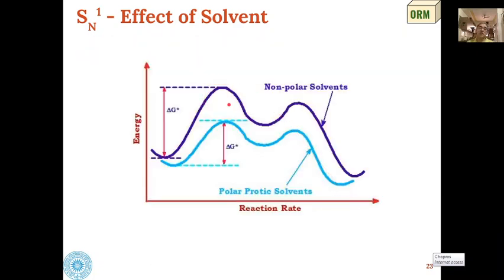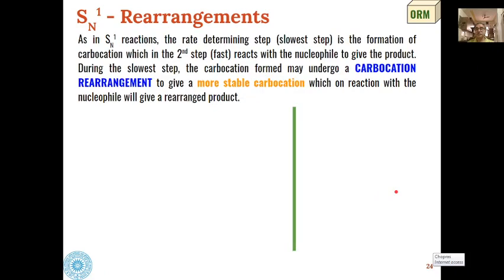So this is how we can compare non-polar solvents and polar protic solvents. The polar protic solvents have lower activation energy required for the first step in comparison to non-polar solvents. So that is why here the rate of reaction is much higher than in the case of non-polar solvents.